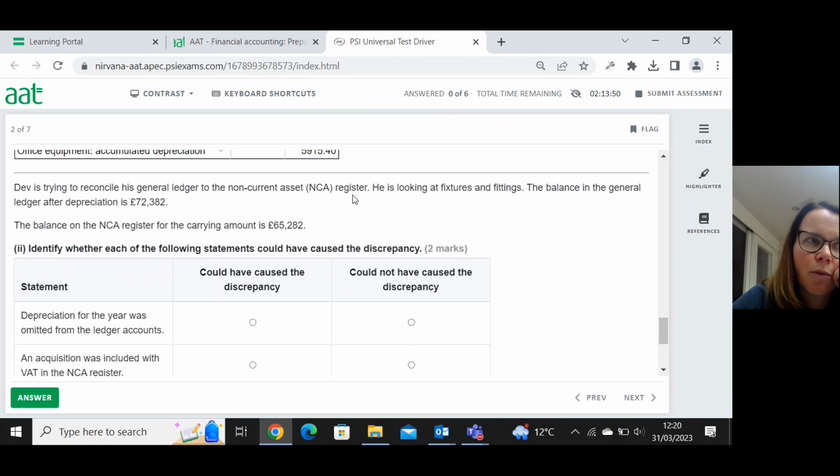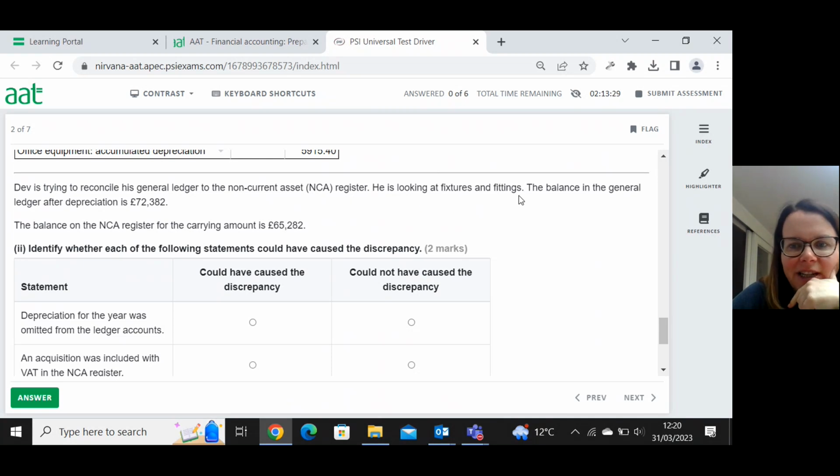If you're running your business, what assets have you actually got? Where are they? How much were they? What are they worth now? It's basically all the information about your non-current assets. So two quite separate things: the general ledger is part of the double entry system, and the non-current asset register gives extra info.